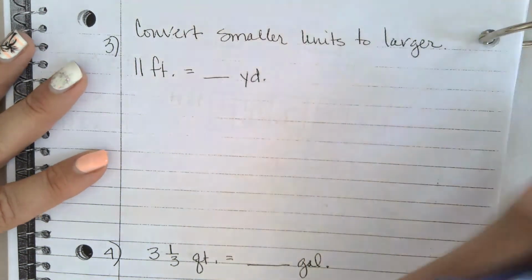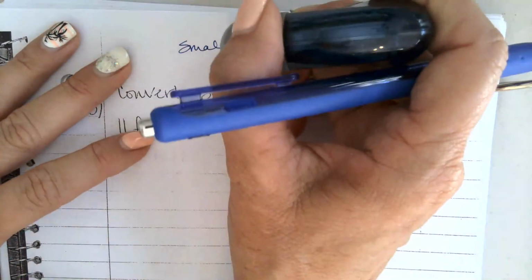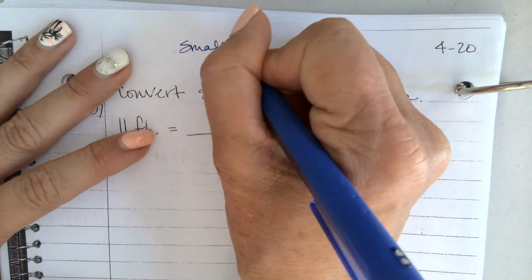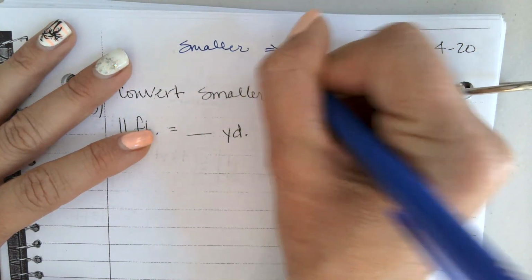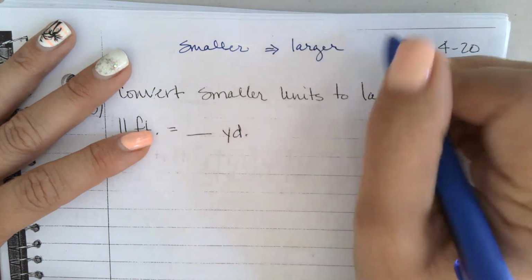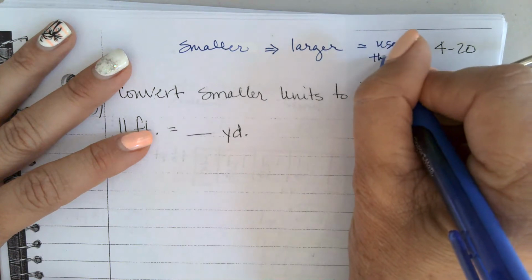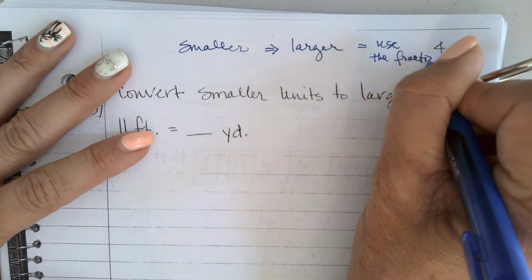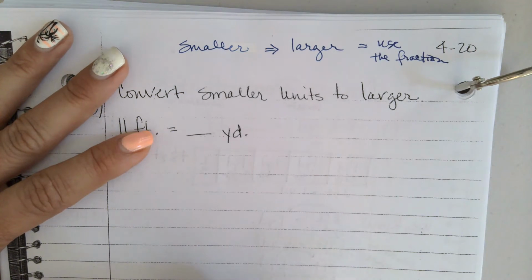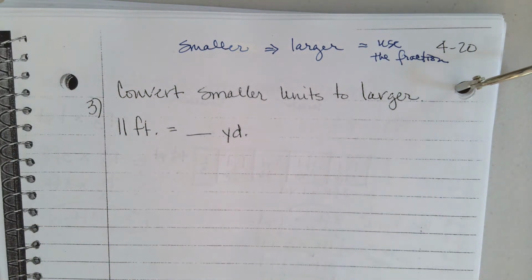I'm going to write this a little bit better. Smaller to larger, use the fraction. But larger to smaller, don't use a fraction. Use the whole number. Okay, so we are going from feet to yards. So which units are larger, feet or yards? Yards. Okay, compare this problem with the ones we just solved.